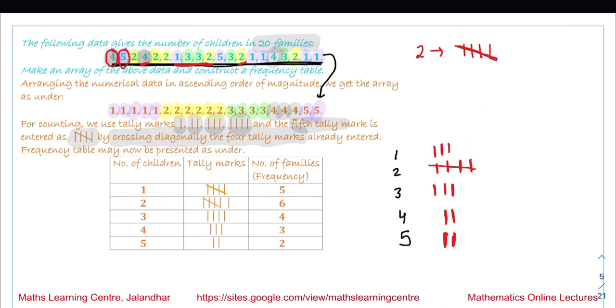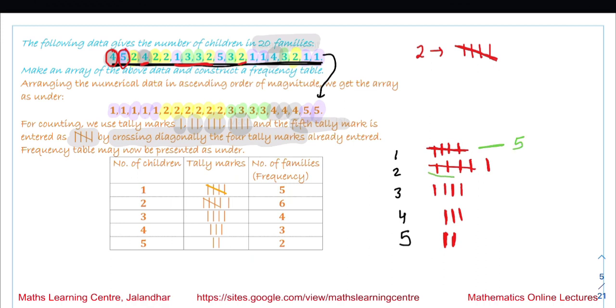Next we have 1 over here, then we have 4, then we have 3, then we have 2. Next we will mark 2 like this. Next we have 2 times. Next we have 1 over here. So 1 means we have to mark it like this. Now by looking at these tally marks, what is the frequency of 1? It is 5.